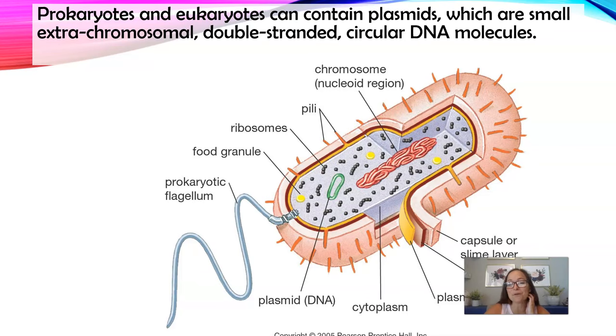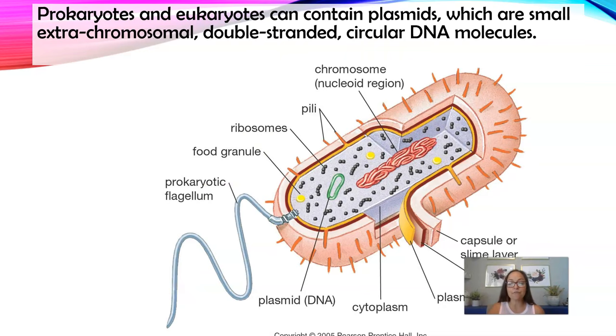Okay, so prokaryotes and eukaryotes can contain plasmids, which are small extra chromosomal double-stranded circular DNA molecules. So when it says extra chromosomal, that means not part of the main chromosomal DNA. So here in this prokaryote, you see the nucleoid region. That is the one main circular chromosome that you find in prokaryotes. Now that green circle is the plasmid that is separate from that, but it's a tiny circle of DNA. It is a double helix and two strands, but in a circle fashion.